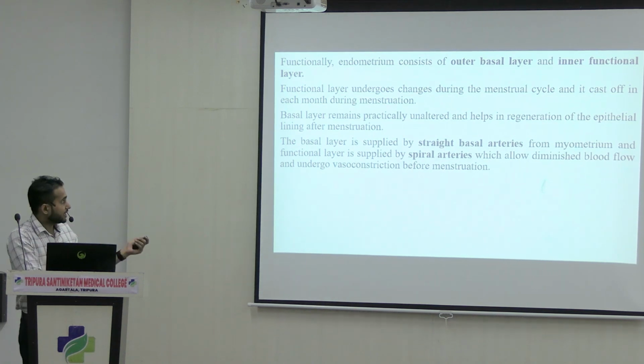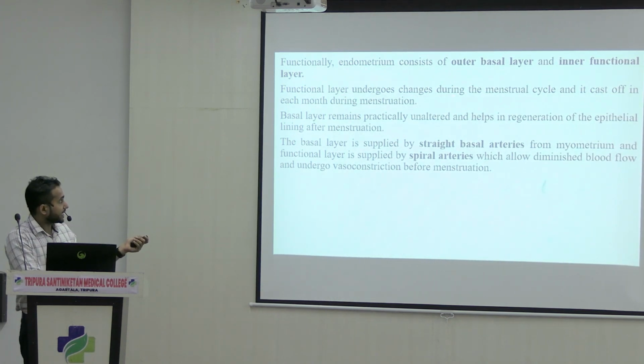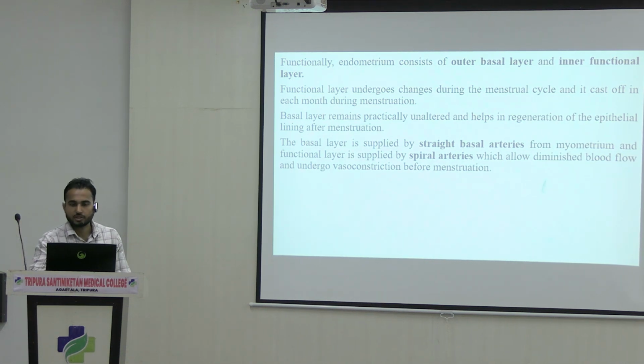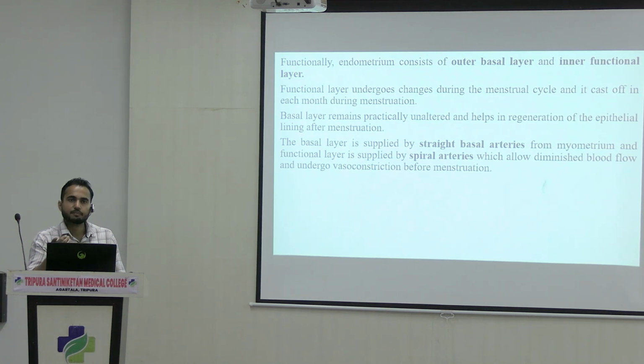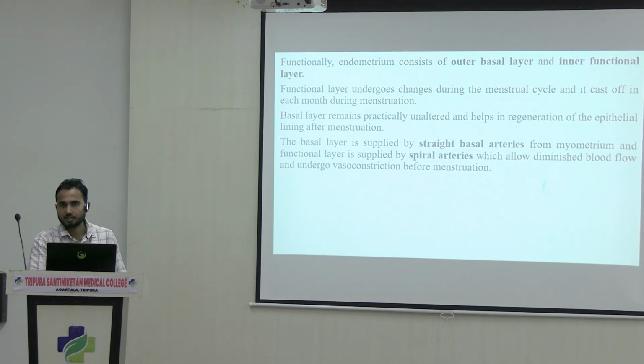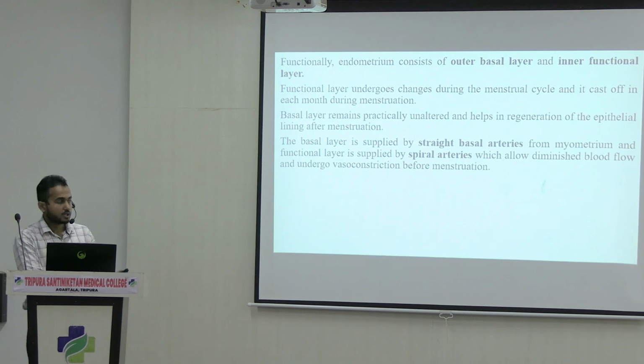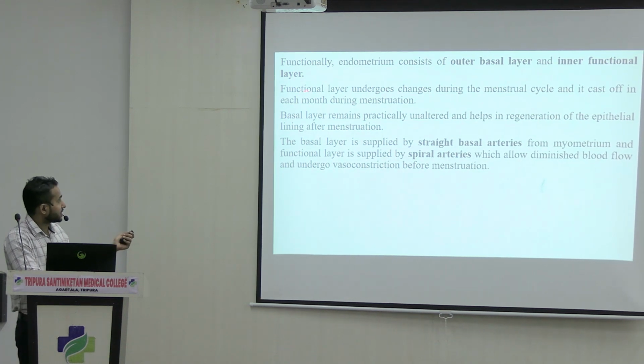Now, if you see the functional layer, mainly the changes are taking place during the menstrual cycle, and it is shed off during the menstrual bleeding. But the basal layer is unaltered. Okay, that means changes are not taking place in the basal layer of the endometrium. Rather, it helps in regeneration of the epithelial lining after menstruation. Okay, so two layers are there, functional layer and basal layer.